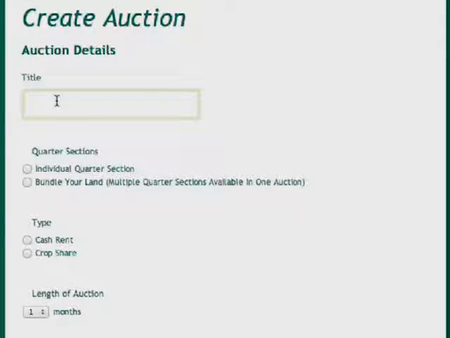The first thing that it asks for is a title. You can list this however you want, and this is just for your own ability to catalog the auctions that you create. I'll just call this one Lyndon's Auction 1.